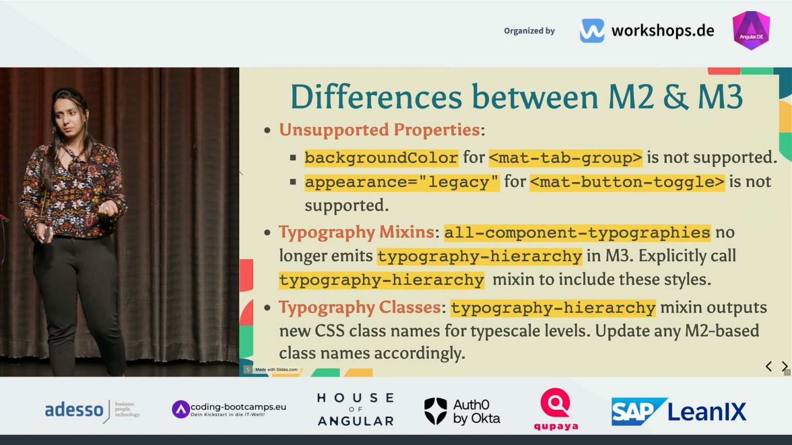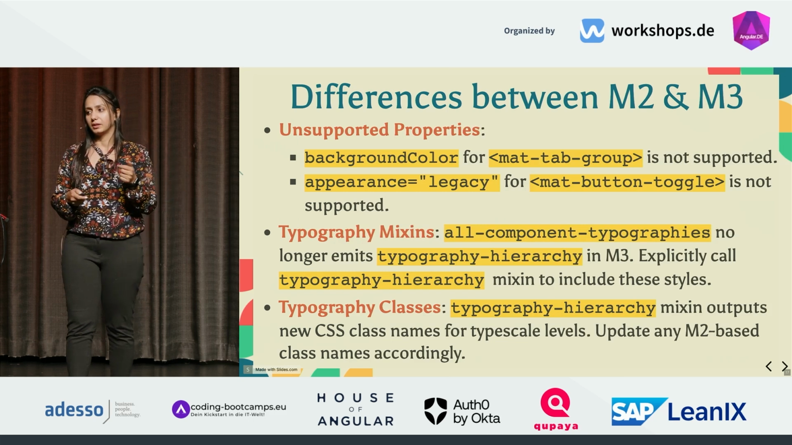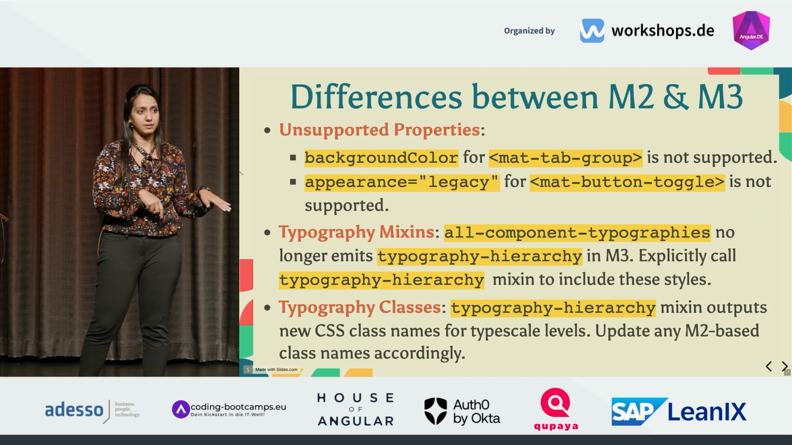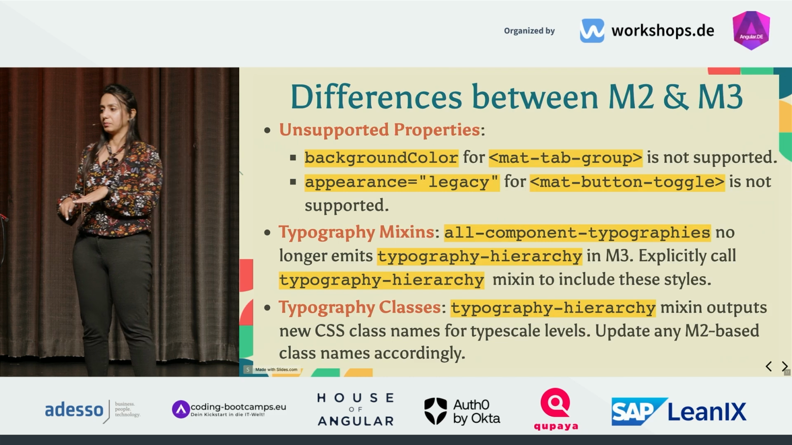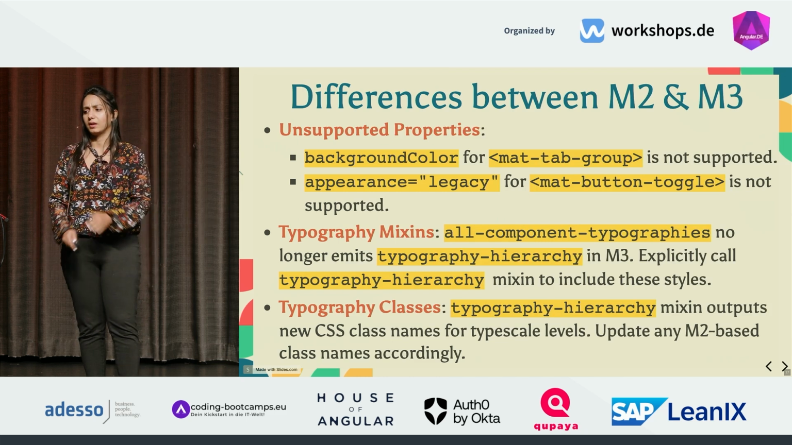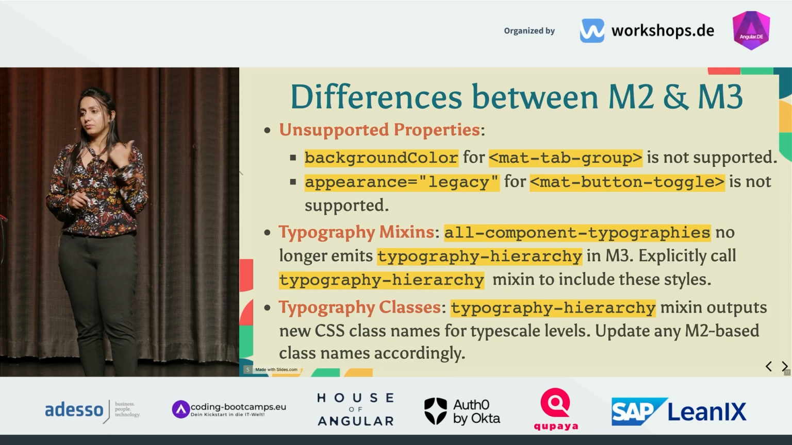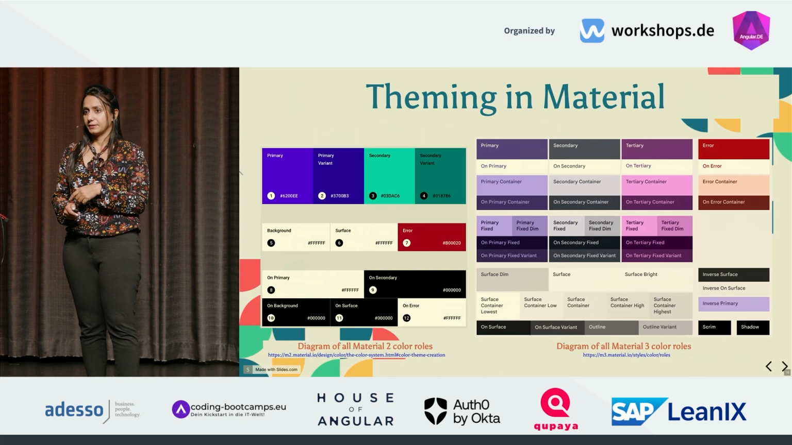And there are some unsupported properties that are easy to identify and remove too, like instead of using the background color attribute from the mat-tab-group, or instead of having an appearance legacy style supported, because there are other better variations for mat-toggle buttons. But those are all simple and straightforward and honestly not that confusing. And same for typography mixins. It's a matter of just adding an import for a new mixin.